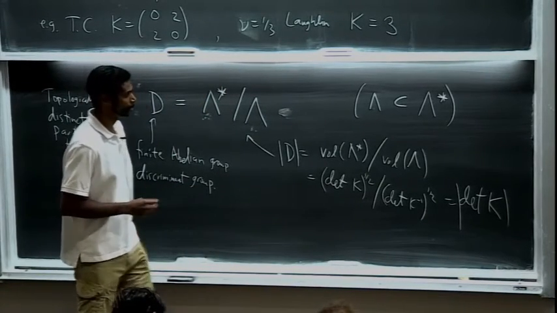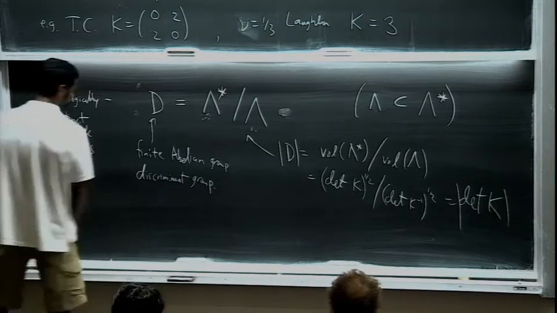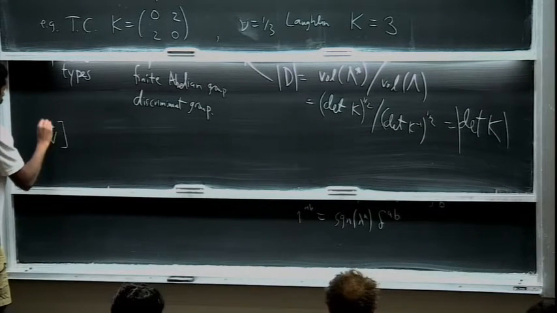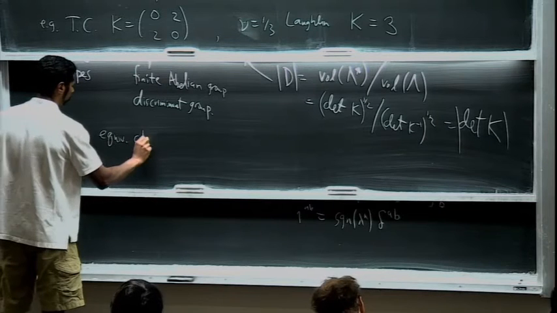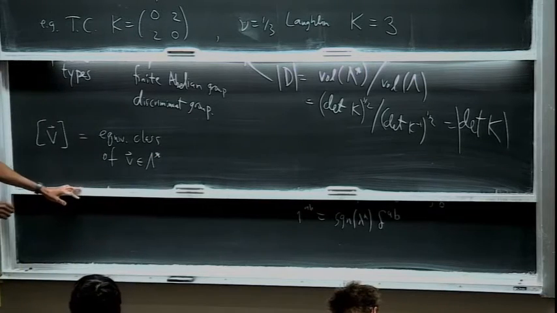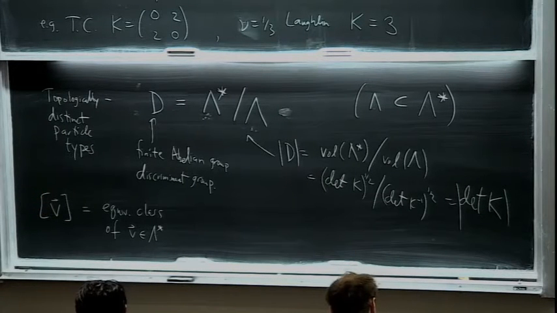So we can summarize what we just said about braiding by defining a matrix, which is customary. So I'm going to introduce a little bit of notation. I'm going to put a square bracket around a vector V, which is going to be the equivalence class of a vector V in the dual lattice. That means it's V, and everything you can get from V by shifting by vectors in the original lattice lambda.